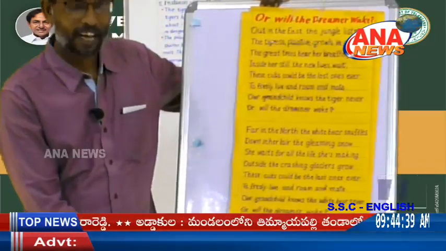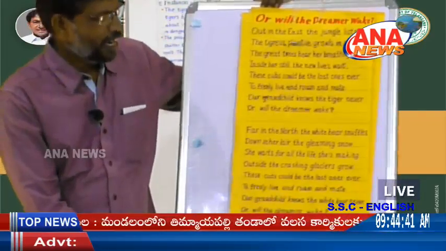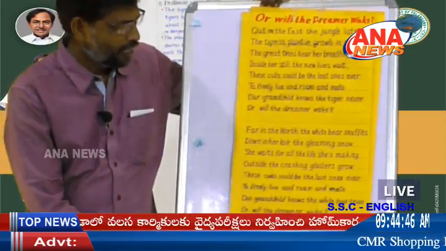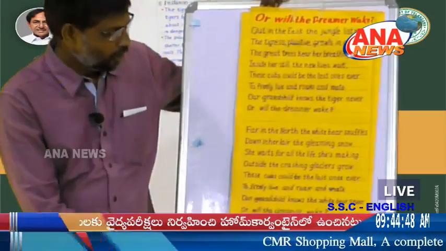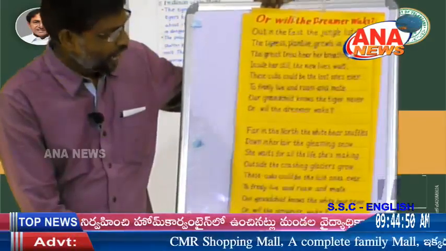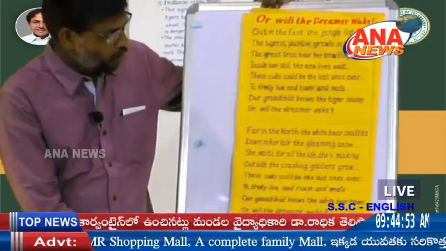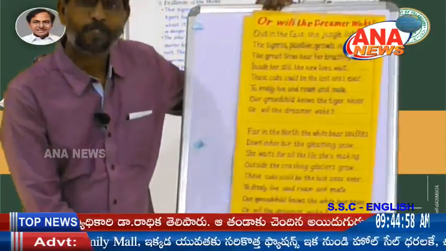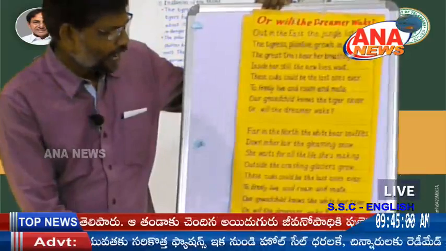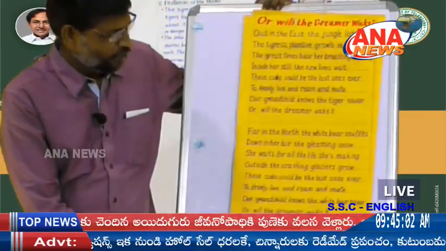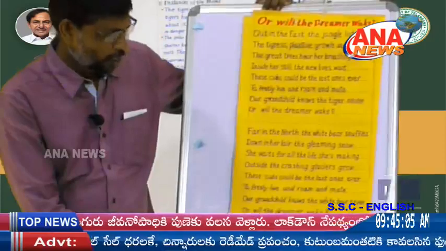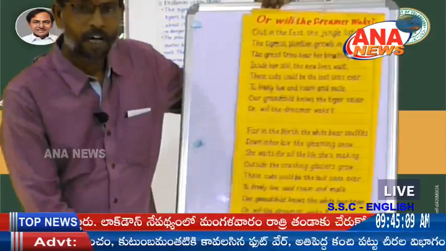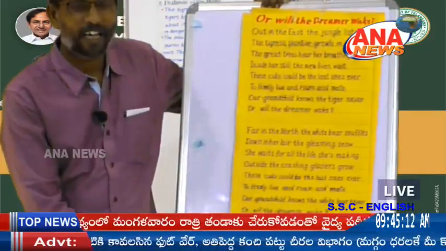Now, second stanza. For in the north the white bear snuffles, down in her lair the gleaming snow. She waits for all the life she is making, outside the crashing glaciers grow. These cubs could be the last cubs ever to freely live and roam and mate. Our grandchild knows the white bear never, or will the dreamer wake?